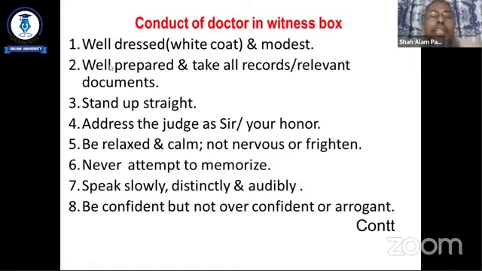Be well prepared. Usually, doctors need not take any documents. The certificate or report you are giving is preserved in the public prosecutor's office, so go there, see the record and be prepared. Take all records and relevant documents. Stand up straight like a gentleman. Address the judge as sir or your honor. Be relaxed and calm, not nervous or frightened. This is one of the important issues.